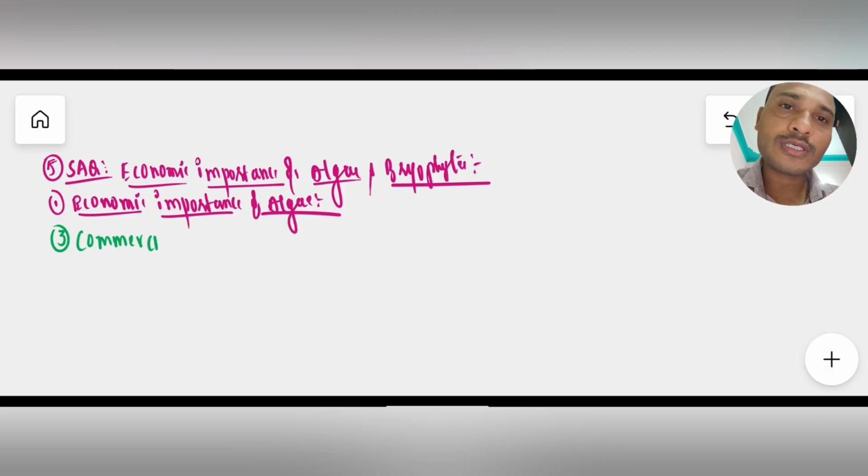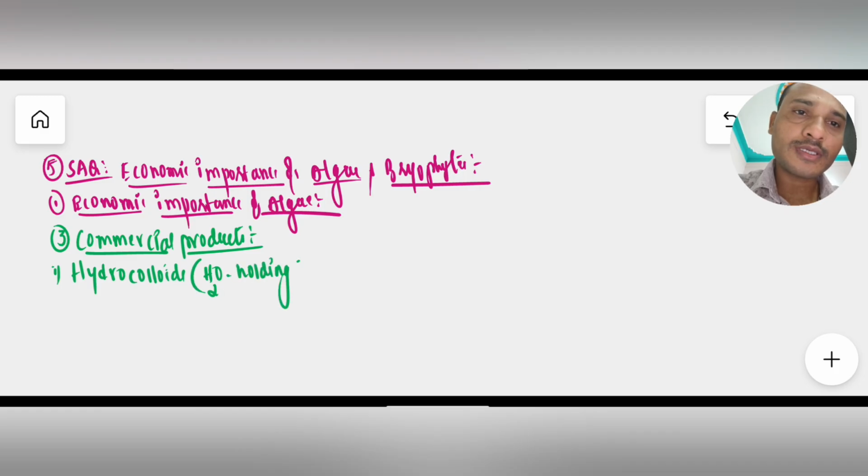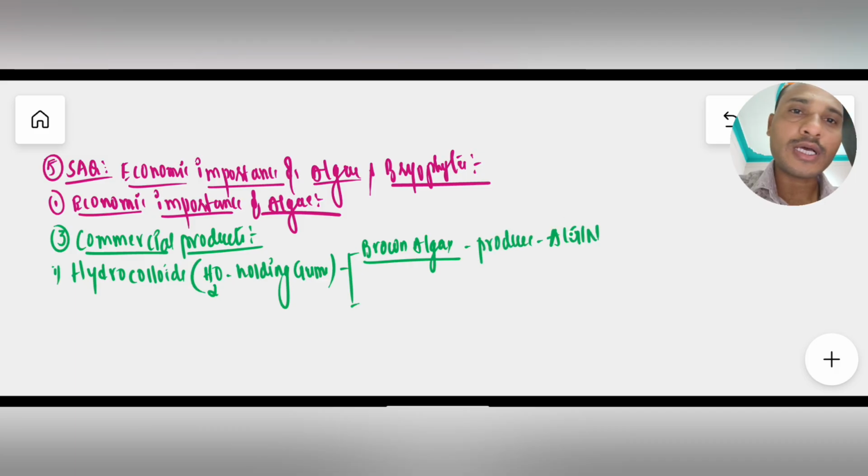To produce commercial products, first they use hydrocolloids. Hydrocolloids means water-holding gum products. To produce these commercial hydrocolloid products we use two important algae. From brown algae we can produce algin. Brown algae produce algin, a hydrocolloid commercial product.